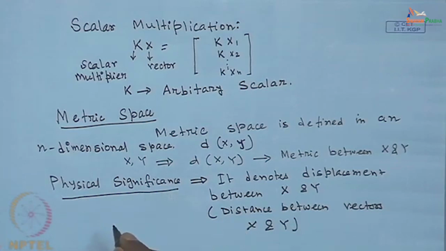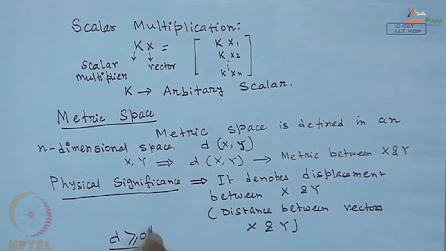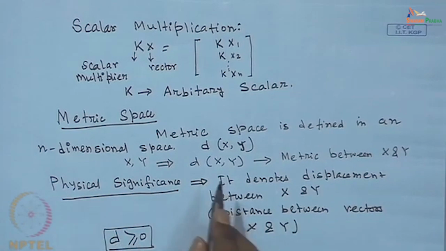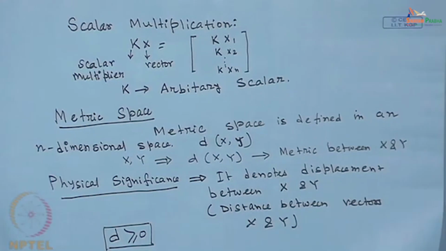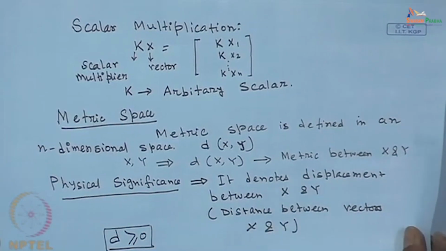Therefore, because of this definition, one can understand that a displacement or distance cannot be a negative quantity, it will be a measurable positive quantity. So, therefore, d will always be greater than or equal to 0. If two vectors are identical, the metric between the two vectors will be equal to 0. If not, then there will be a definite metric existing between the two vectors x and y.